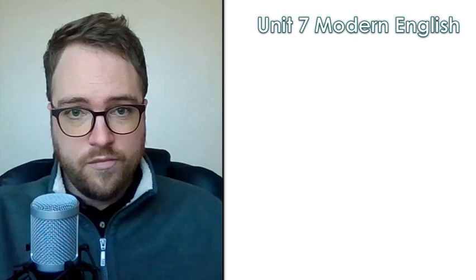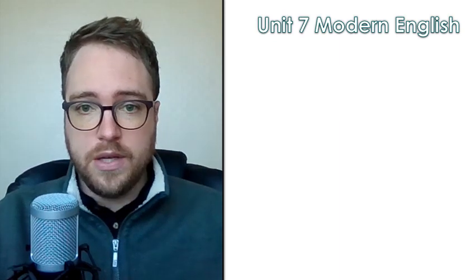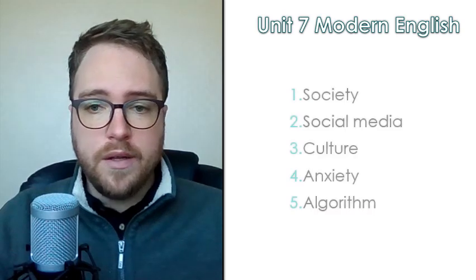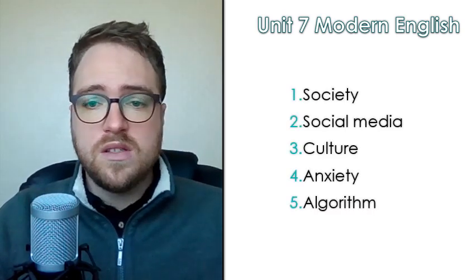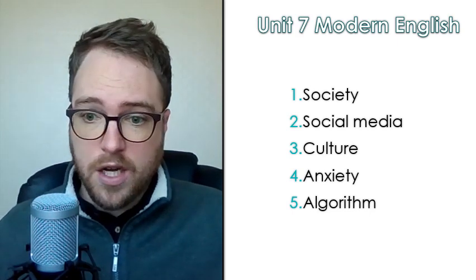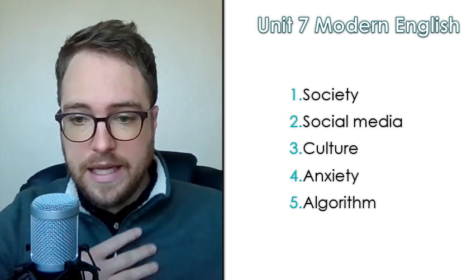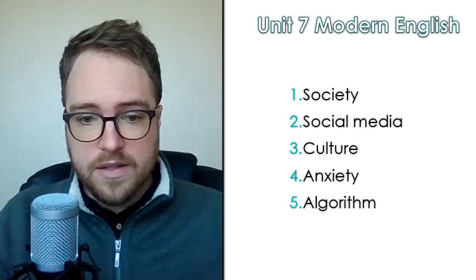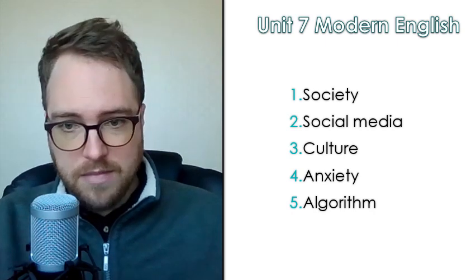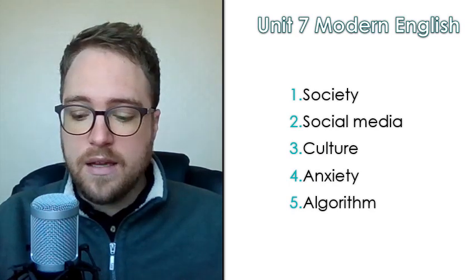All right, so we reviewed our grammar. And now let's move on to the modern English part of Unit 7. In this part of our unit, first we learned about some new vocabulary, about how to talk about technology and how it affects our lives. These were the words that we learned: society, social media, culture, anxiety, and algorithm.